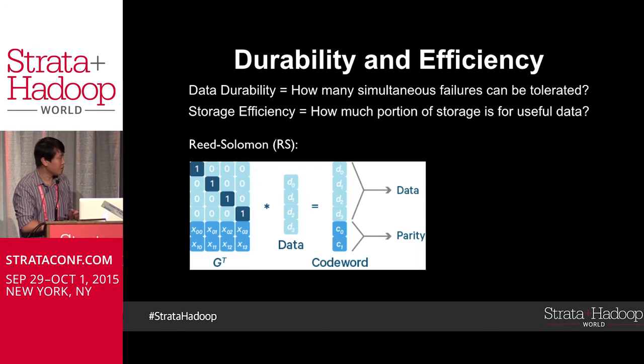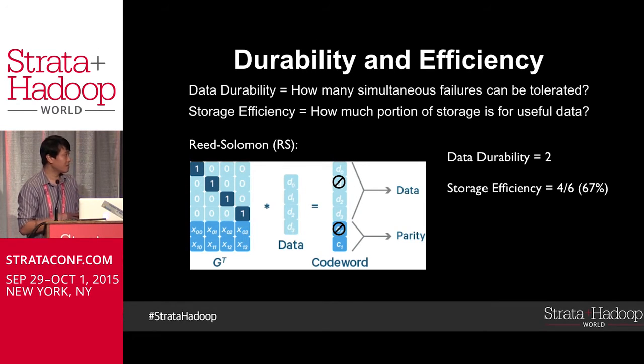In this example, the data segment has 4 units, and the code word segment has 6 units. That means if you lose any 2 units in the code word, you can always recover. That means the data durability is 2, and storage efficiency is 4/6. 4 is the number of units storing useful data, and 6 is the length of the code word.